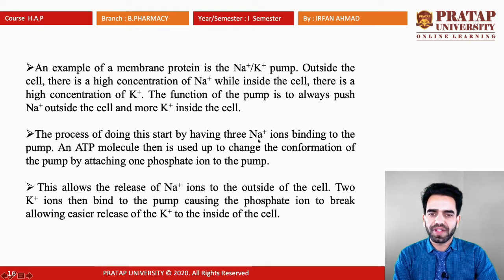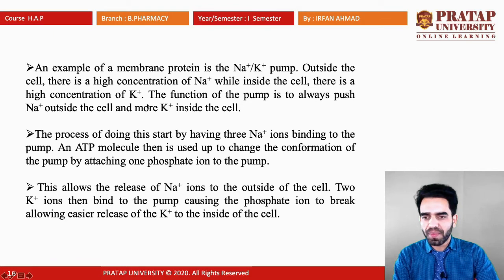So first of all, what happens: 3 sodium positive ions bind to the pump, then an ATP molecule is used to change the conformation of the pump, and then one phosphate ion is also attached. By this process, the sodium positive ions are released to the outside of the cell, okay, and 2 potassium ions then bind to the pump, causing the phosphate ion to break, allowing easier release of potassium inside the cell.